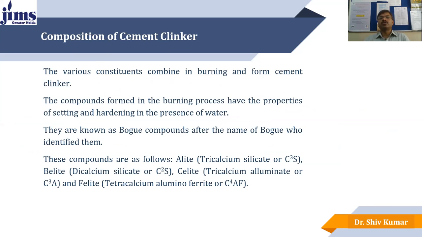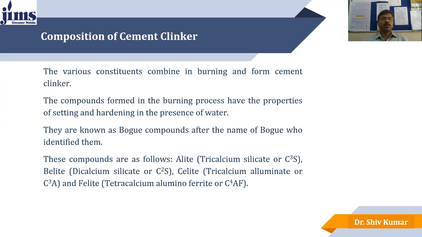The next one is the composition of clinker, by which we are preparing this cement material. The various constituents combine in burning and form cement clinkers. The compounds which are required to make the clinker are known as the Bogue compounds. This name was given because of the scientist Bogue, who identified this material. These compounds are as follows.